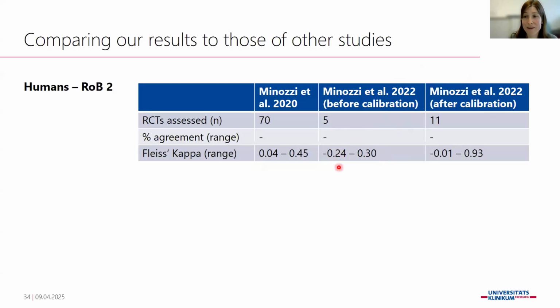bad agreement. Then they developed an implementation document with instructions on how to answer the signaling questions, and all 4 reviewers agreed on how they would perform the risk of bias assessment. So they arranged additional instructions. And as you can see here, the results were really much better.